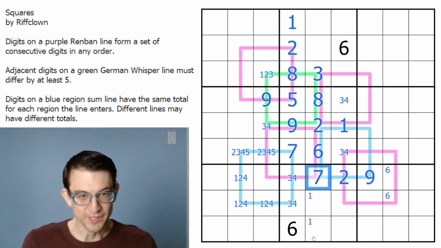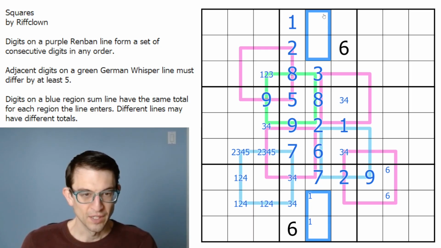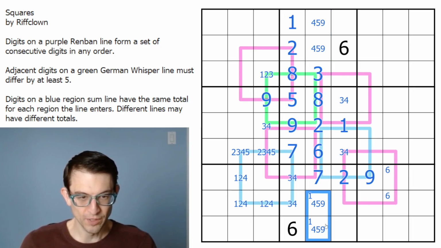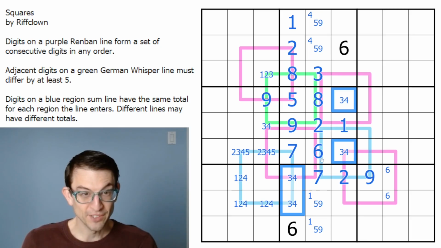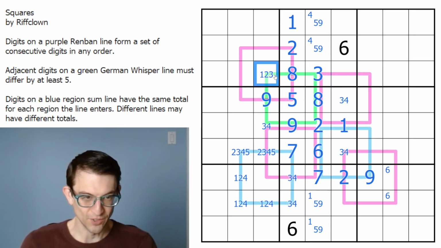Let's see. 7, what are we missing here? We're missing 2, 9, and 4. No, it's not 2. What am I missing? I'm missing 1, 4, 5, and 9. And this can't be 4 because of this 3, 4 pair. So the 4 is definitely up here, which I could have known from these 3, 4 pairs. In fact, well, yeah, I already have the 3. So that's not 3.